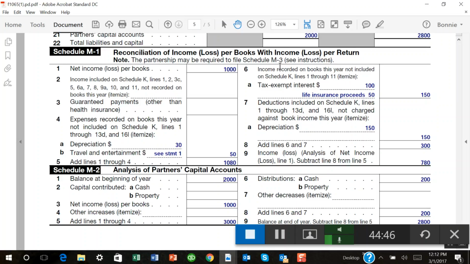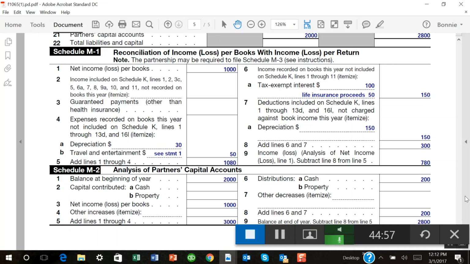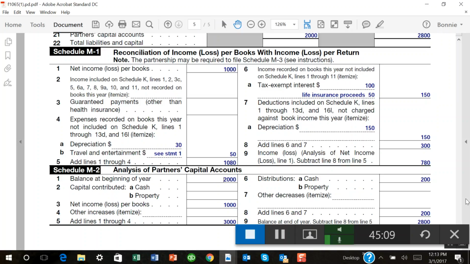I want to stress again, please use your instructions. I used the instructions with the very first tax return that I filled out. I did have an accounting major when I filled out my first tax return, but I had a degree in accounting. However, I had not ever filled out a partnership return or any return before, other than an individual return.